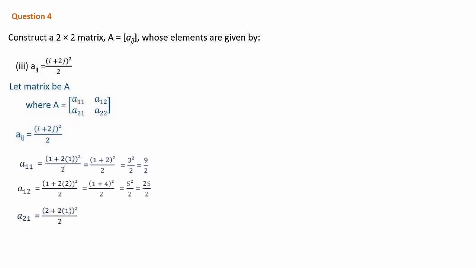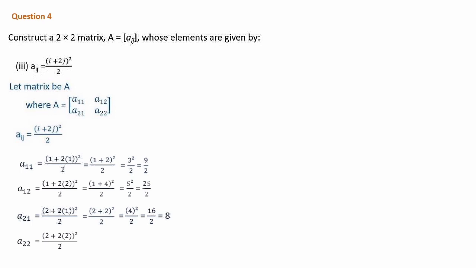Next is A21. This is the element we are going to calculate. i is 2, j is 1. So (2 plus 2 into 1) the whole square by 2. So 2 into 1 is 2. So (2 plus 2) the whole square by 2. 2 plus 2 is 4. 4 square, that is 16 by 2, that is equal to 8.